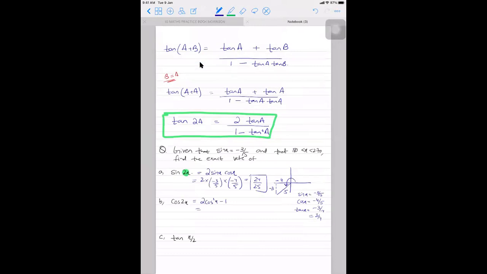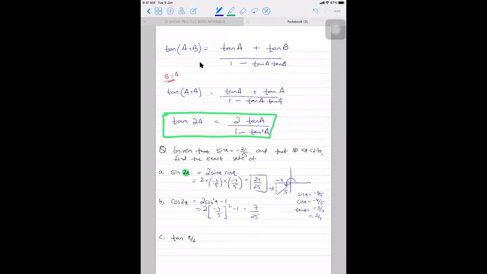Do I have the value of cos x? Minus 4 over 5. Minus 4 over 5 square minus 1. So what is the answer? 7 over 25. Correct. Then we are going to look at tan x upon 2.